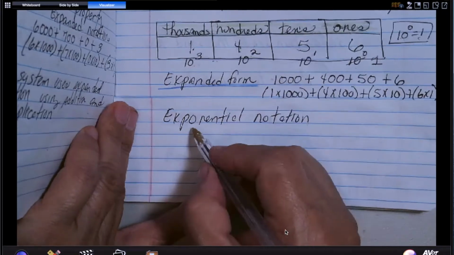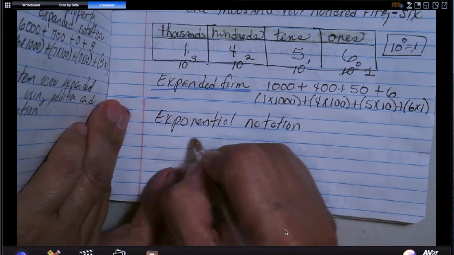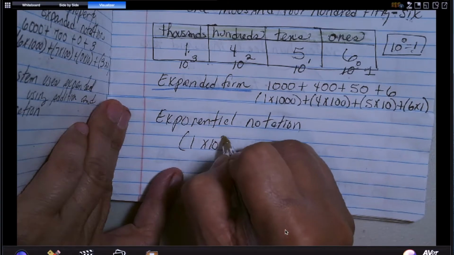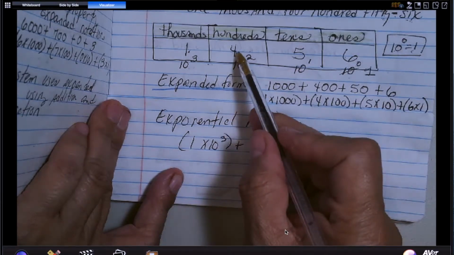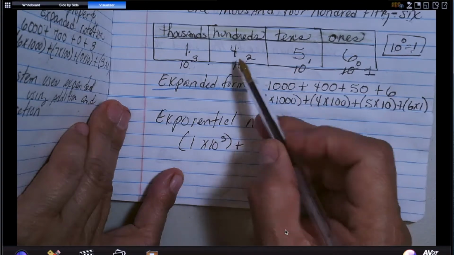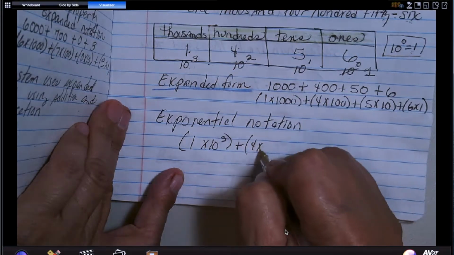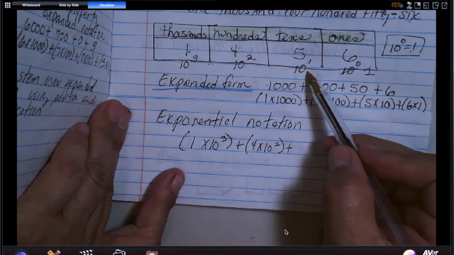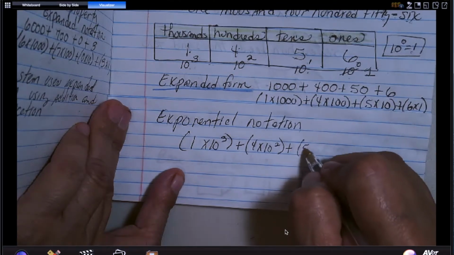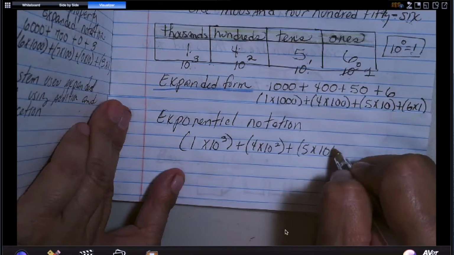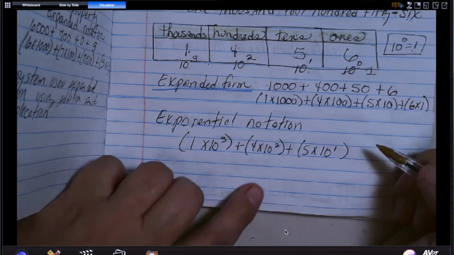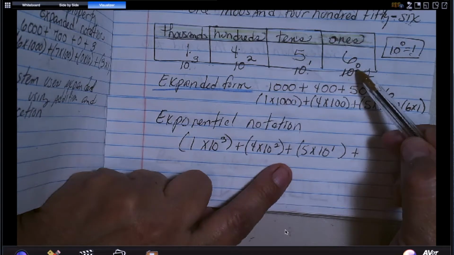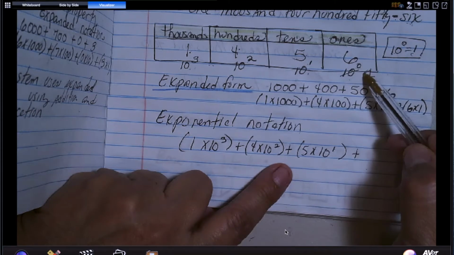So, in exponential notation, it is going to be 1 times 10 to the third power plus 4 times 10 to the second power plus 5 times 10 to the first power, and I don't need the little 1, I can remove it, plus, and instead of putting 10 to the 0, I'm going to put 6 times 1.